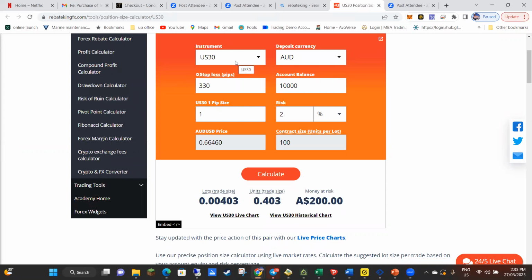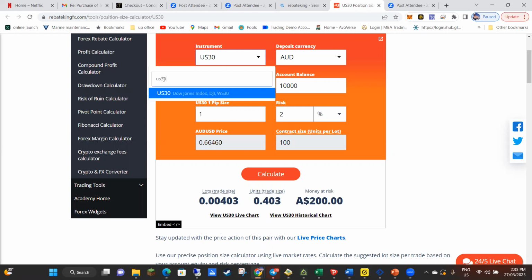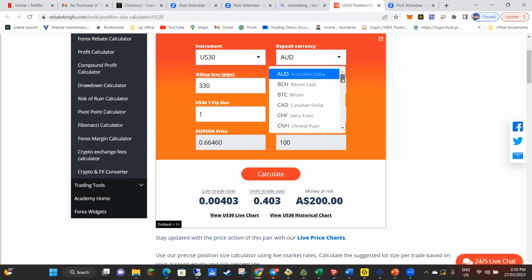With the settings, I'll go through all the settings for you first. Obviously, you select the instrument, which in this case is UF30. It's very easy to select. You can just type it in and then just select it. You can select a whole range of other currencies. So I'm going to select AUD because I'm an Aussie.